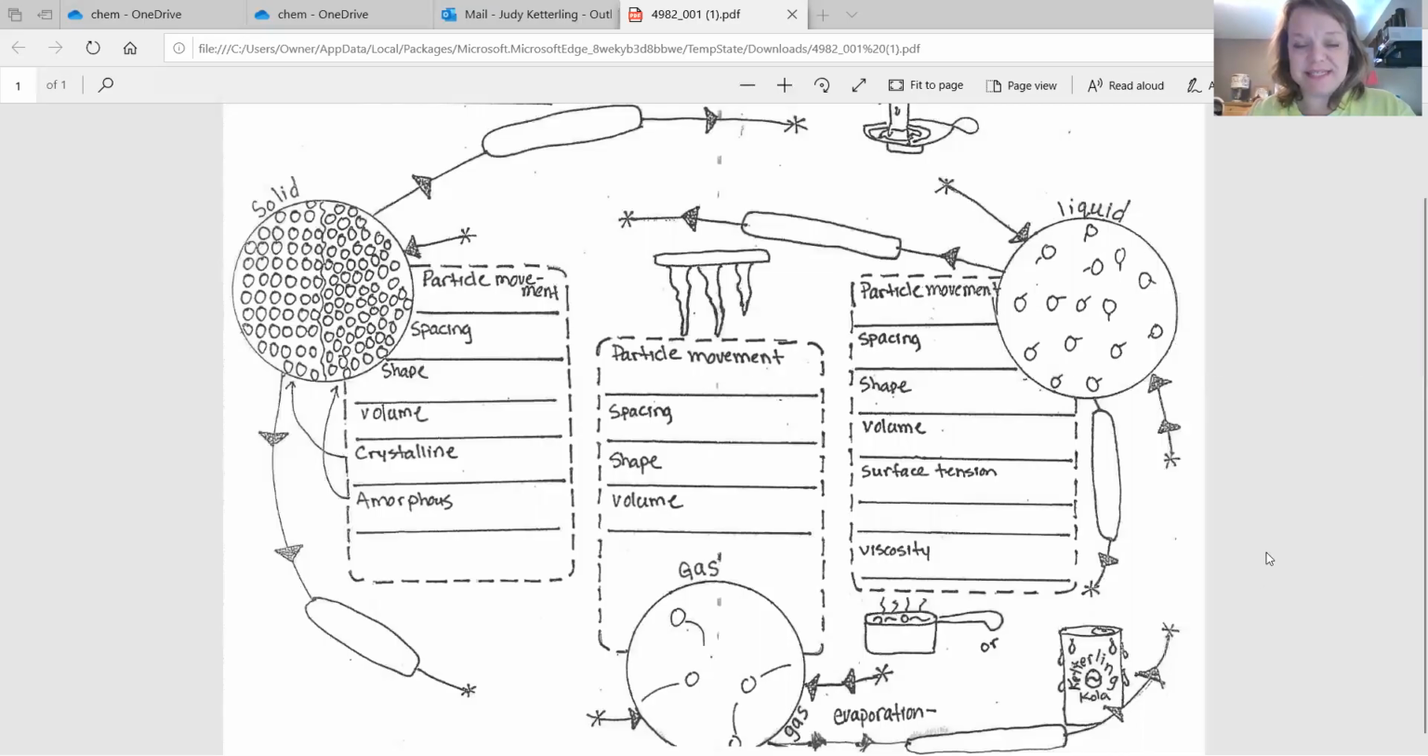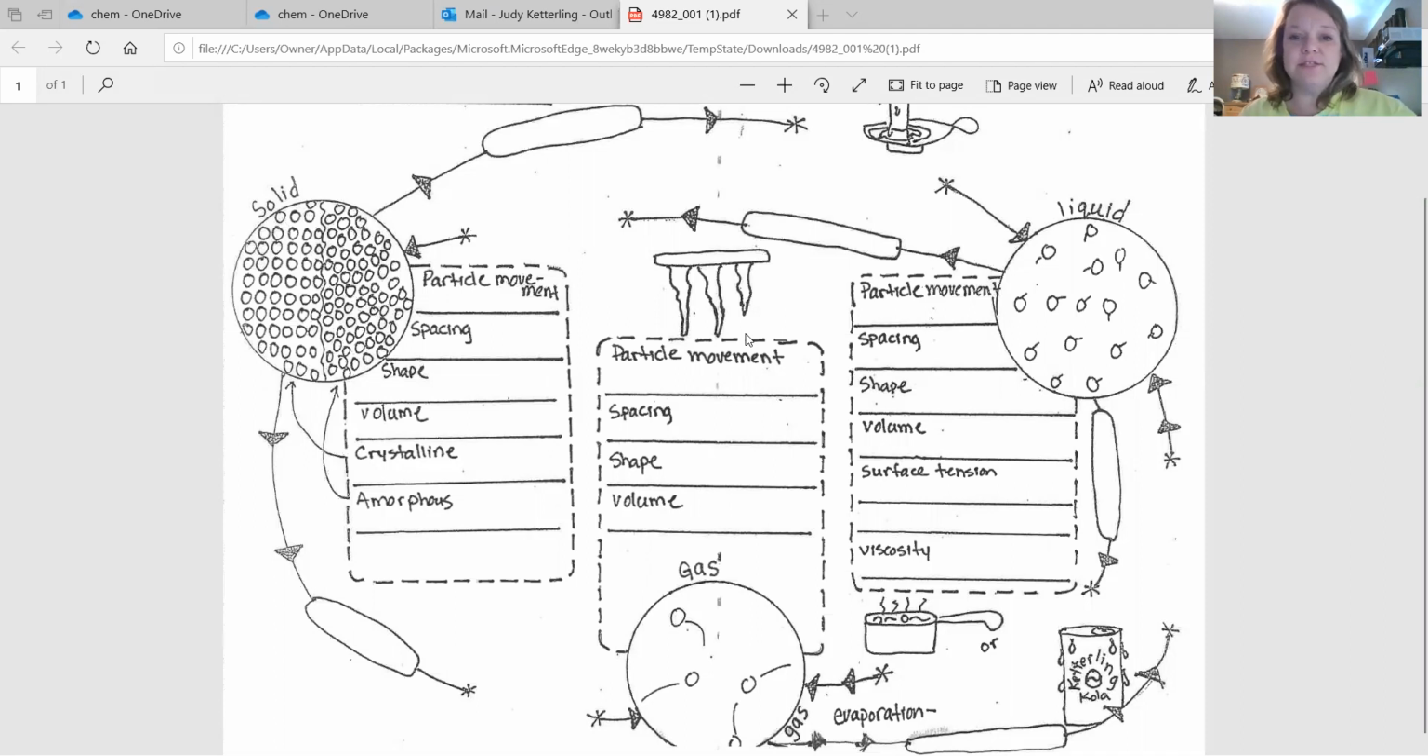Share my screen with you. All right, hopefully everybody can see this. This is the Ketterling Kola paper that all of you should have at home. If you don't have one, you can go to the school and there is some in the office and the secretaries can get that to you. The school office is open 10 to 2 every day.